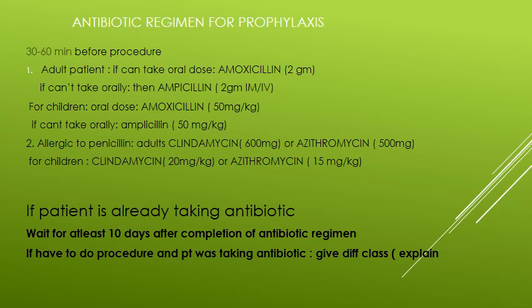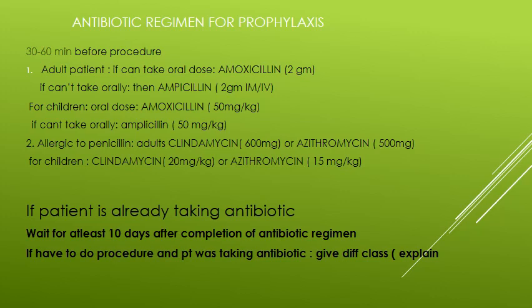For children, the oral dose is amoxicillin 50 mg per kg, and if the child can't take orally, ampicillin 50 mg per kg. If the patient is allergic to penicillin, then in adults it's clindamycin 600 mg or azithromycin 500 mg. For children, clindamycin is 20 mg per kg and azithromycin 15 mg per kg. We have to calculate for the child according to the weight.